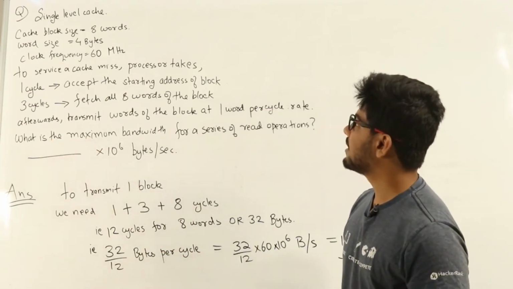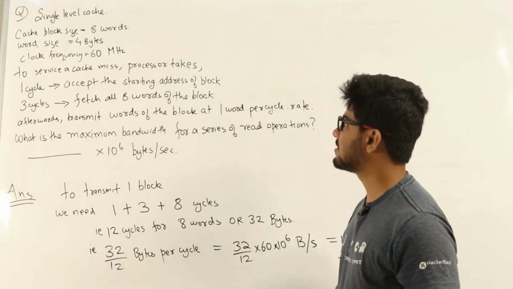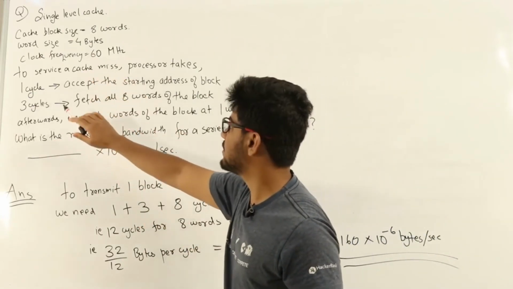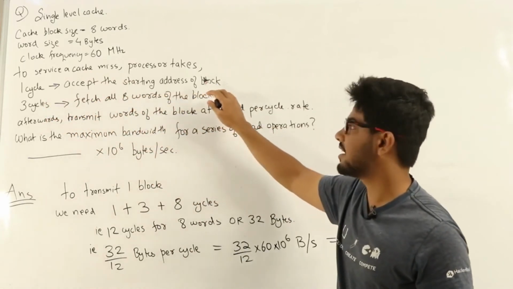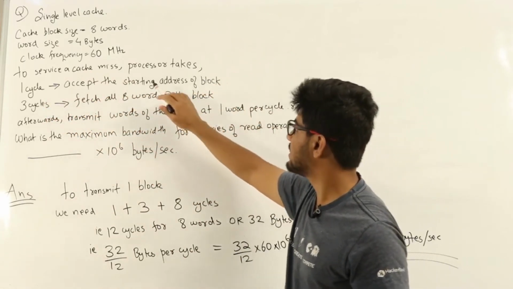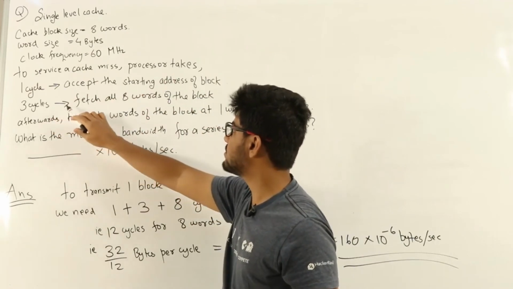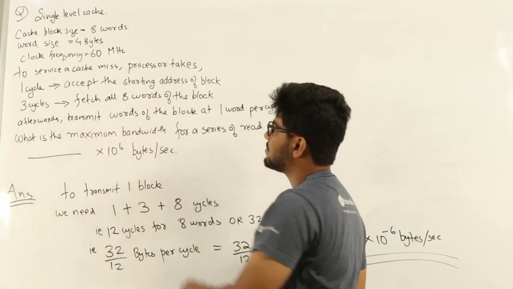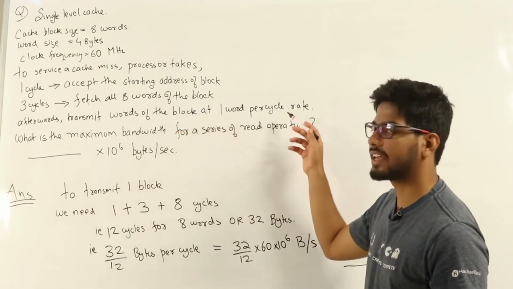So in this cache organization, they are saying that in order to service a cache miss, first it will take 1 cycle in order to accept the starting address of the block, and after that it will take 3 cycles to fetch all the 8 words of the block, and then afterwards it will transmit the words of the block at 1 word per cycle.